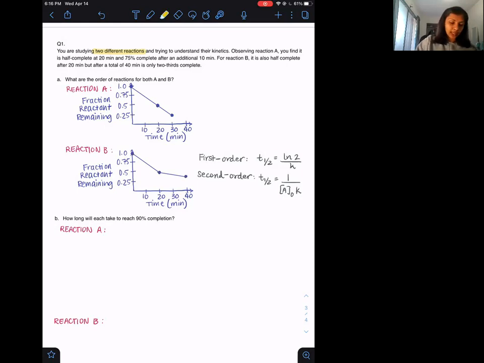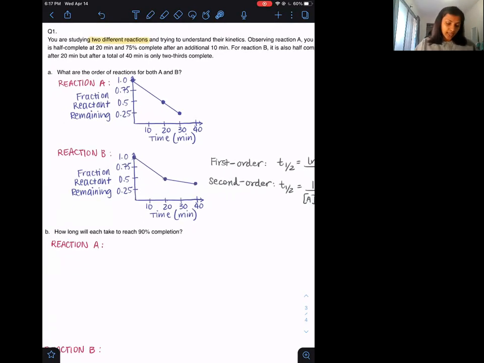First of all, we can graph these reactions to better understand them, which is what I've done here. Specifically, we can graph the fraction of initial reactant remaining as a function of time. This would help us understand better how the rate of reaction depends on the amount of reactant present at a given time. So for reaction A, as we are given, it is half complete after 20 minutes, and it is 75% complete after an additional 10 minutes, which means that 25% of the initial reactant concentration is present at the 30-minute time point.